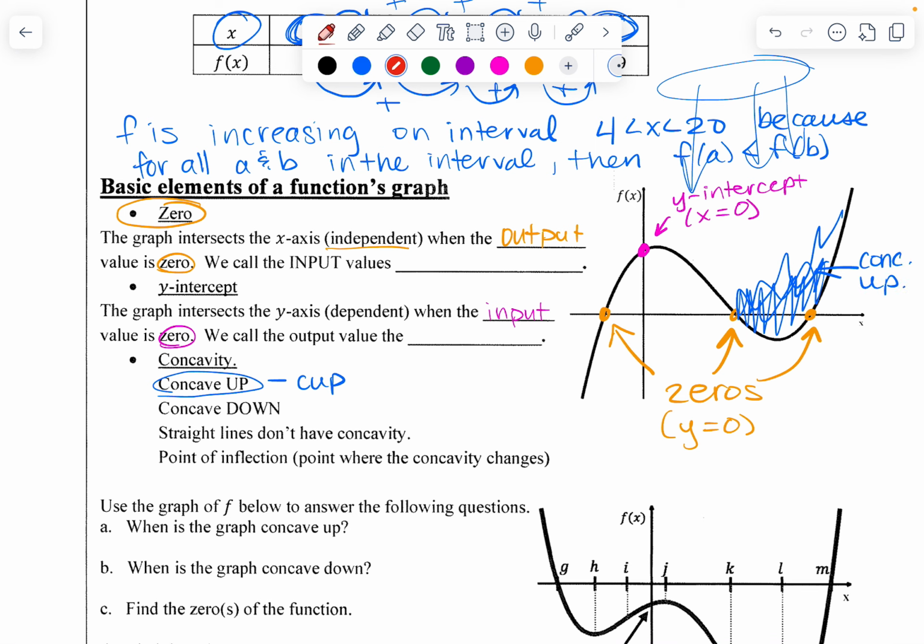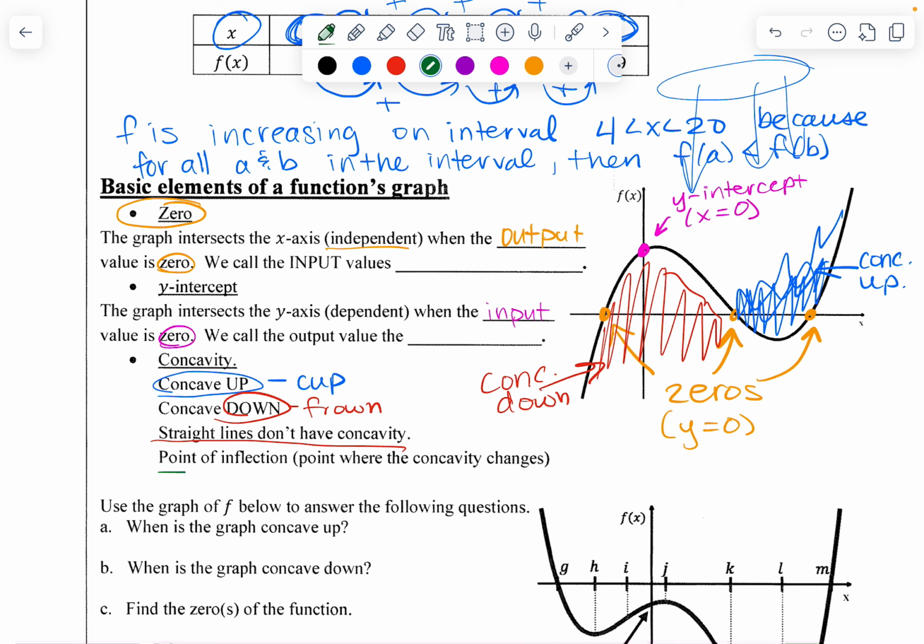Concave down looks like a frown, and it looks like it's going up. So here's our frown part of our function here. So this is our concave down, okay? If a function's a straight line, it does not have concavity because there's no curve. And let's talk about this other idea, which is called a point of inflection. A point of inflection is where concavity changes. So concavity will go from concave up to concave down, or concave down to concave up.